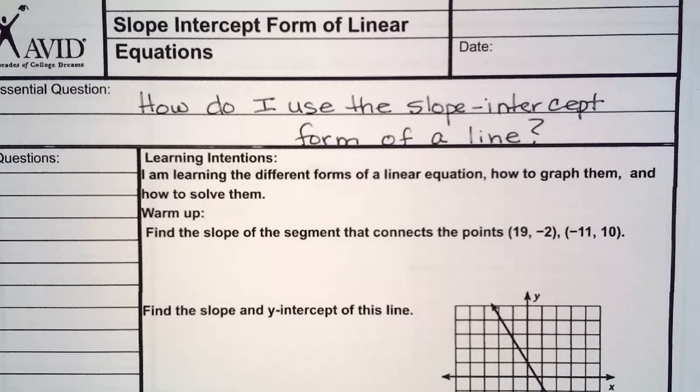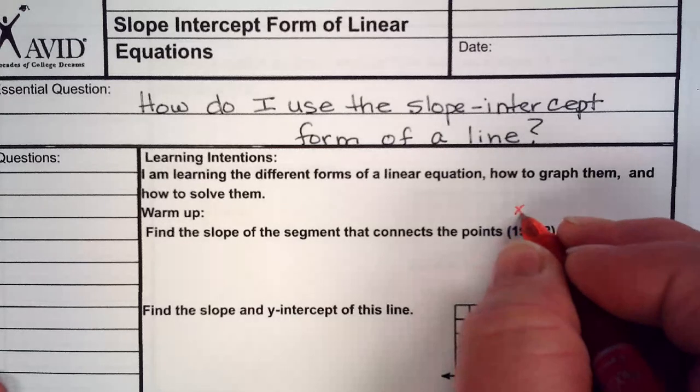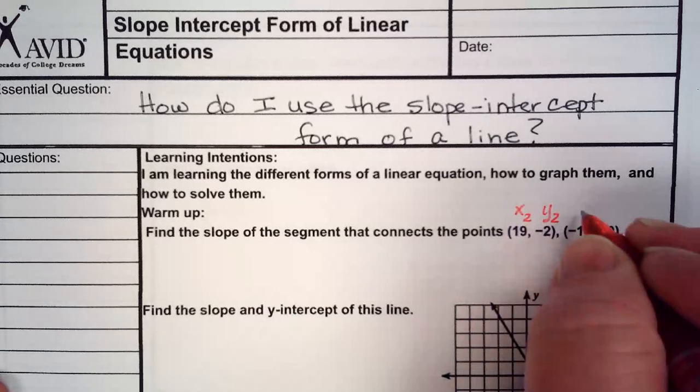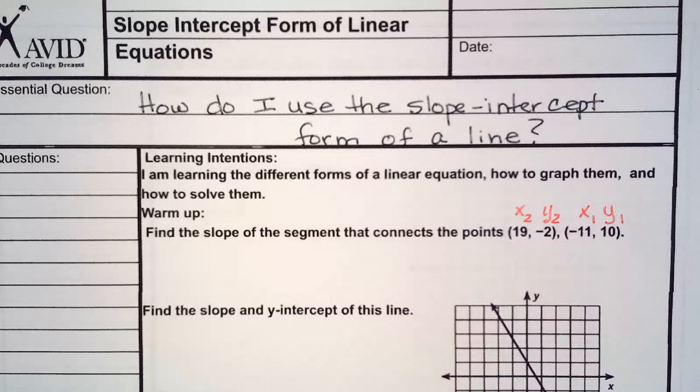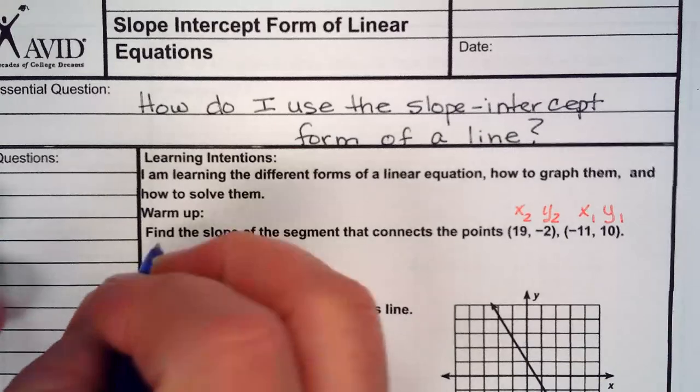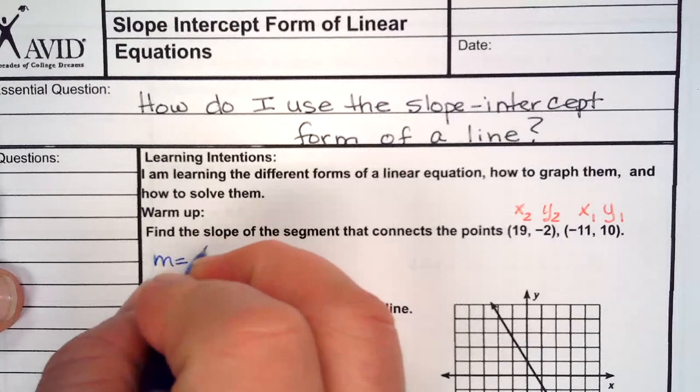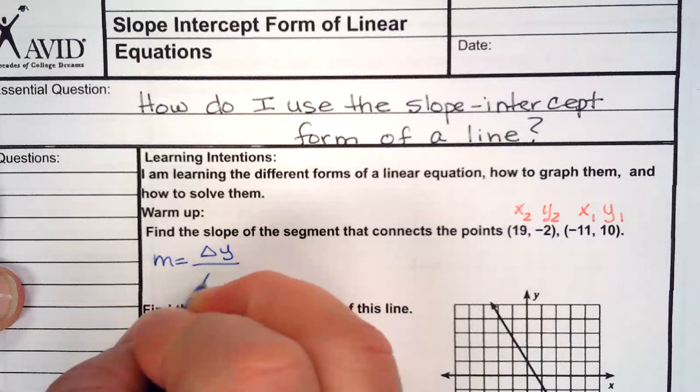So as I'm looking at this, it is x sub 2, y sub 2, x sub 1, y sub 1. The subscripts simply tell you which point they're off of. I could use subscripts of 3, 4, 5, depending on how many points I had to identify. So find the slope of the segment that connects these 2 points. We know that slope is rise over run, the difference of y over the difference of x.